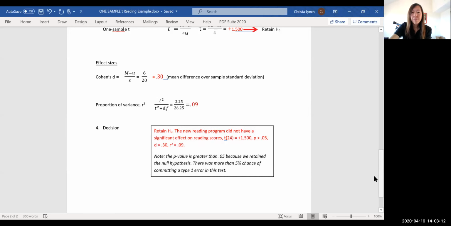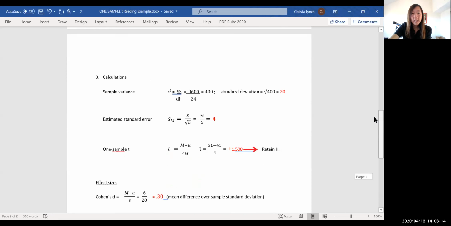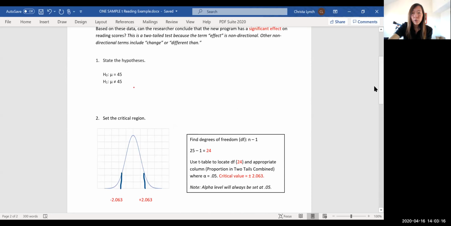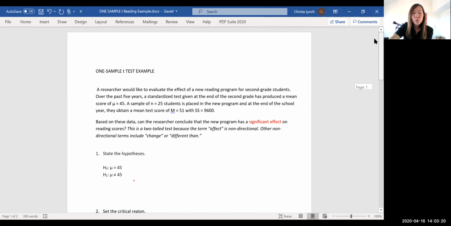So yeah, I hope I didn't go too fast, but you can always pause and rewind. Essentially, that is a breakdown of what is expected in your data analysis project.